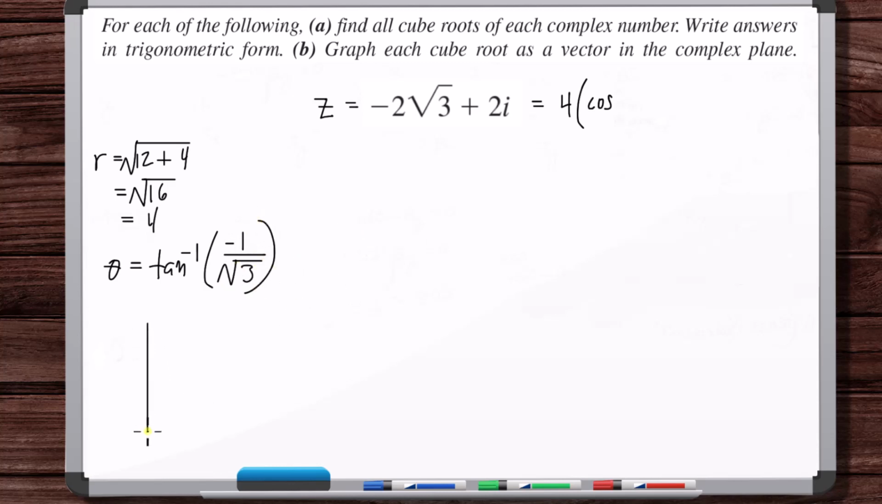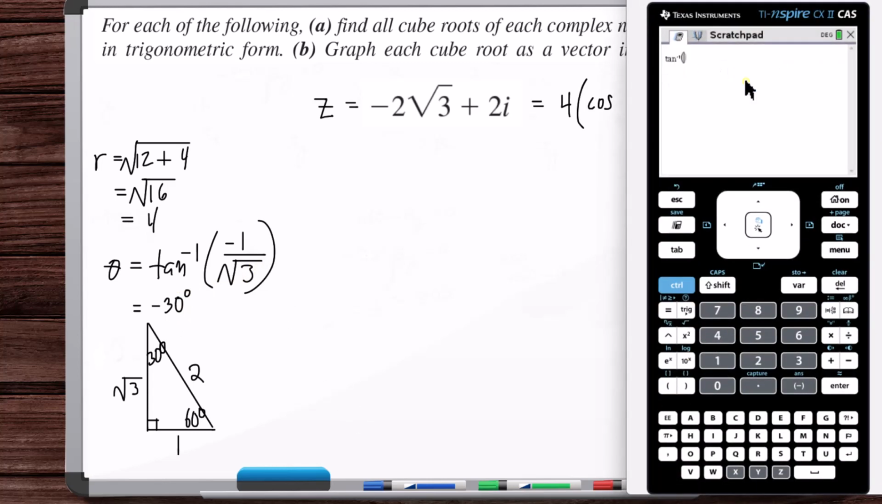Okay, so looks like we can use the 30, 60, 90 triangle again. So 30, 60, 1, root 3, 2. So, okay, inverse tangent of minus 1 over root 3 is, tangent of 30 is 1 over root 3. But it's negative. We're in the second quadrant. So this would be what? Minus 30, right? That's what would actually come out of the inverse tangent function in this case, minus 30.